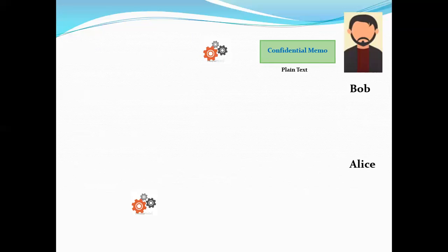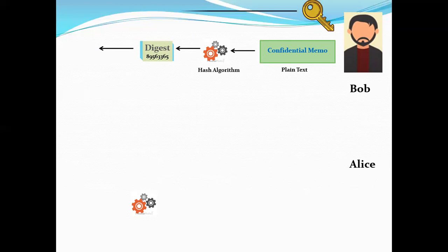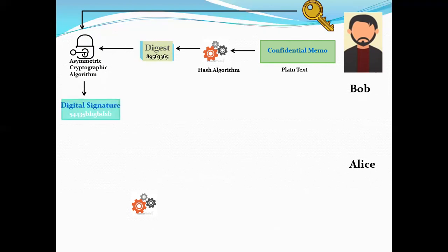After creating the memo, Bob generates a digest using a hash algorithm. Bob encrypts the digest with his private key using an asymmetric cryptographic algorithm. Now, the encrypted digest is called the digital signature for the memo. Then Bob sends both the digital signature and the memo to Alice. Look, the memo is not encrypted.